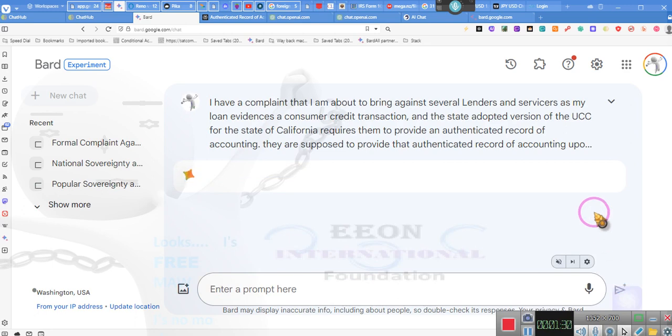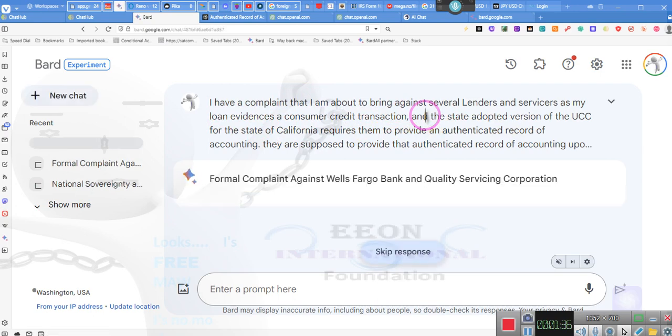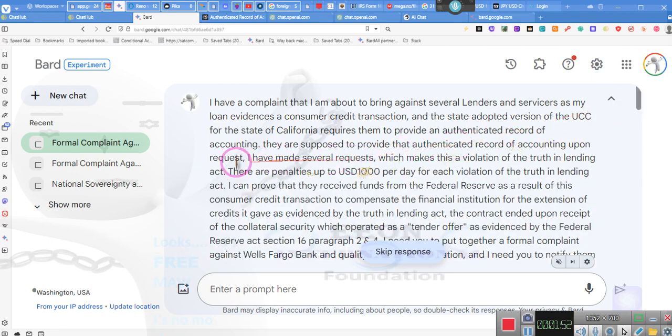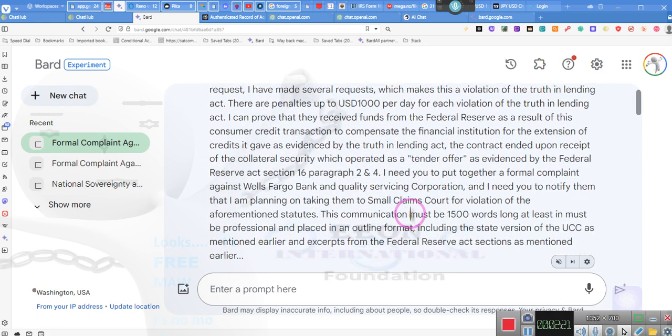Ladies and gentlemen, let's ask Mr. Bard this question. Again, I have a complaint that I'm about to bring to the lender and the servicers that evidences a consumer credit transaction. The state adopted the UCC for the state of California, which requires them to provide an authenticated record of accounting upon request. I have made several requests, which makes this a violation of the Truth in Lending Act. There are penalties up to $1,000 per day for each violation. I can prove that they received the funds from the Federal Reserve as a result of this consumer credit transaction, to compensate the financial institution for the extension of credit it gave, as evidenced by the Truth in Lending Act.